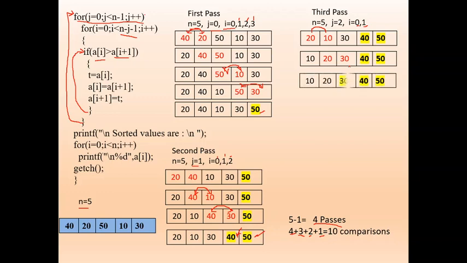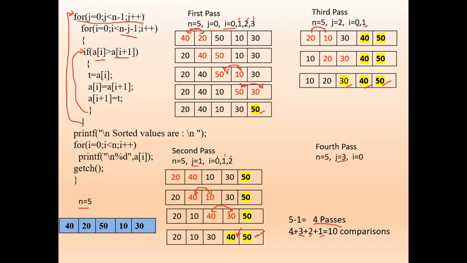0, 1 saturated. After completion of the inner loop, that means the third pass, 30 is also in the right position. The last 3 positions have the correct values. You see, last 50, 40, 30 in the correct positions. Next move to the fourth pass. That is, j value will become 3. J value is incremented by 1, that is 3.